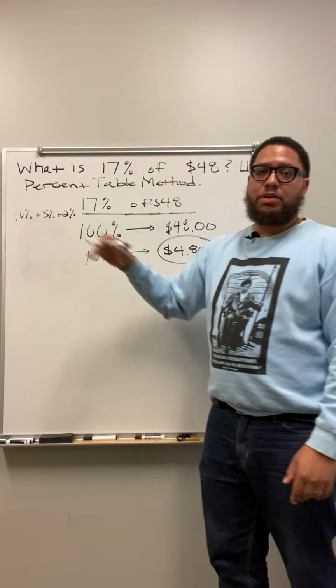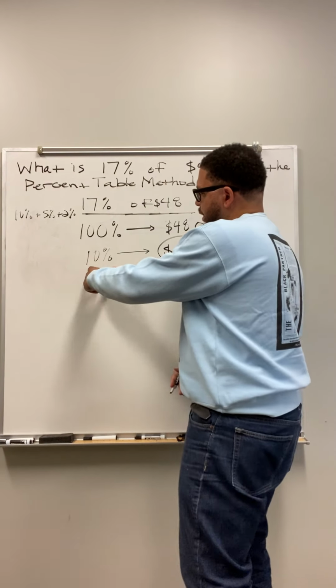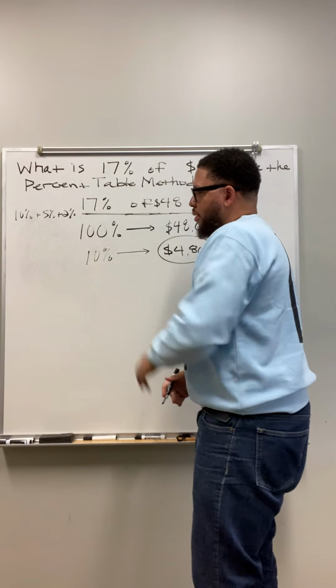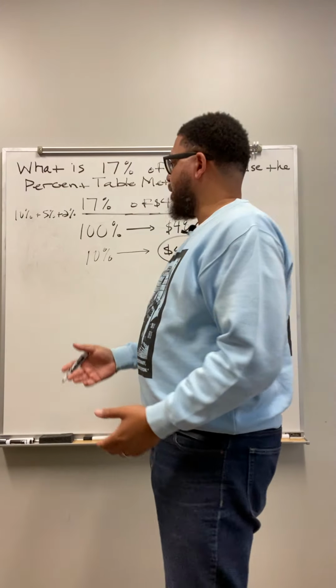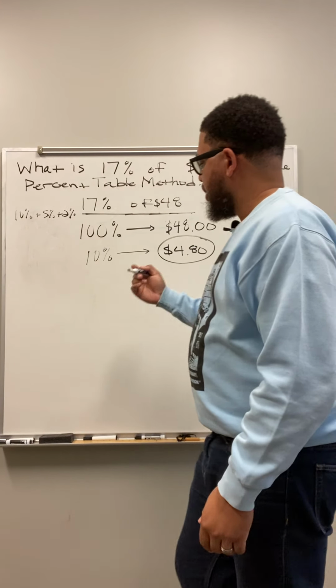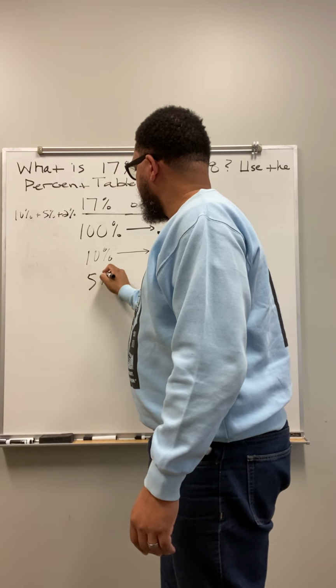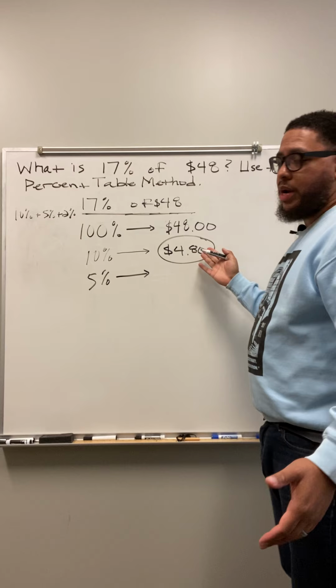Now I mentioned 5%, right? I could do 5%. Now, how does the number 5 relate to the number 10? 5 is half of 10, right? So that means 5% is half of whatever 10% is. So I write 5%. And now I just got to think to myself, okay, what's half of $4.80?